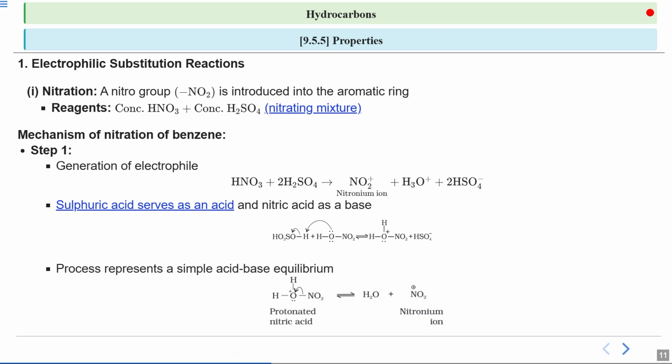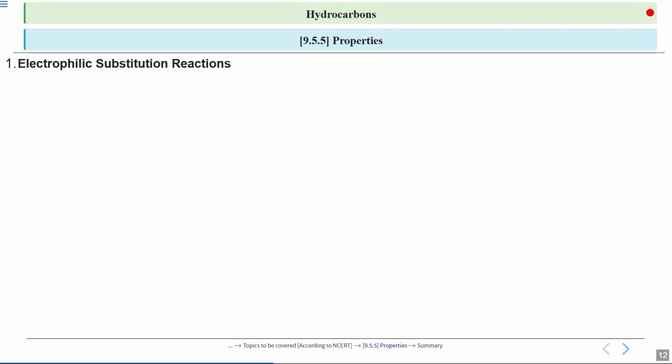Next step is simply elimination of water. So your water will be eliminated from the protonated nitric acid to create the nitronium ion and water. Got it? Moving on further.